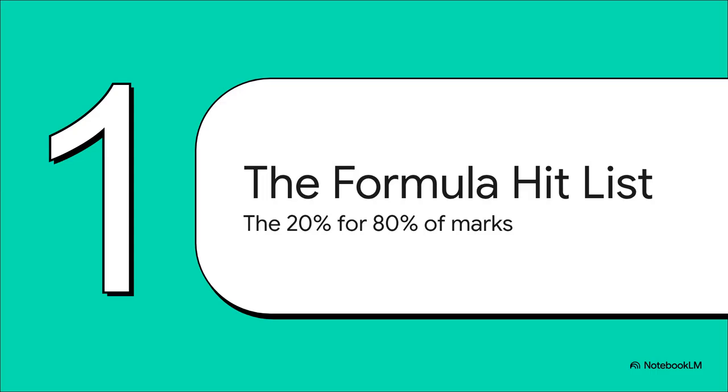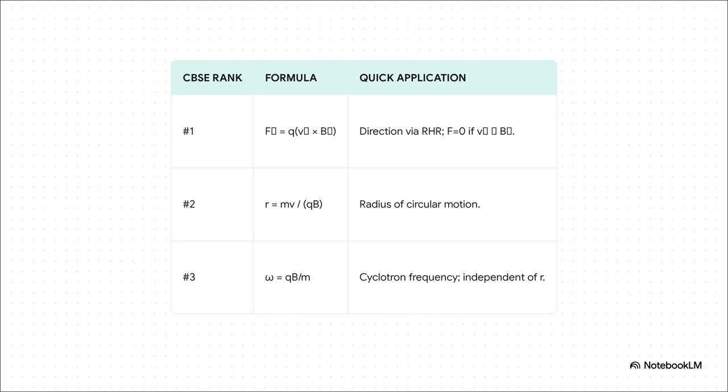Okay, first up, the formula hit list. You know the 80-20 rule, right? This is it. These are the 20% of formulas that are going to get you 80% of the marks. Mastering this short list is seriously your fastest path to a killer score. Okay, check this out. This is your cheat sheet of heavy hitters. Let's really dig in here.